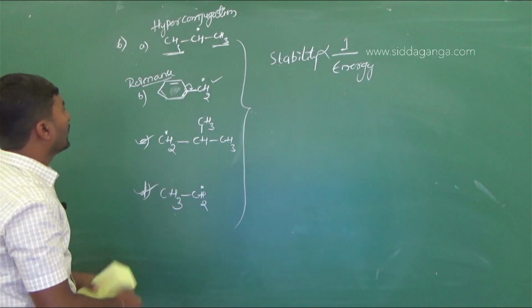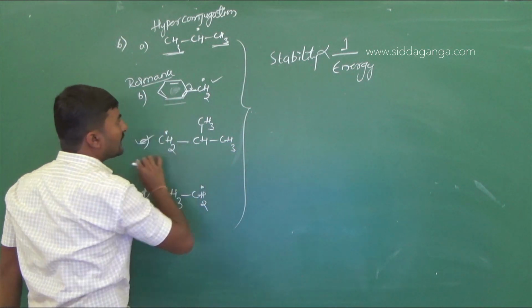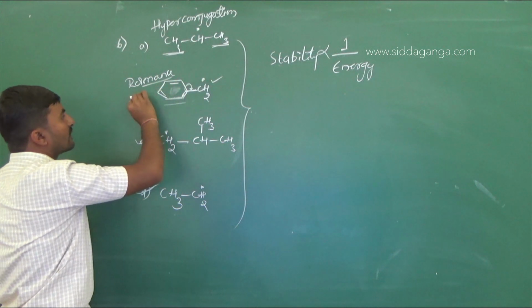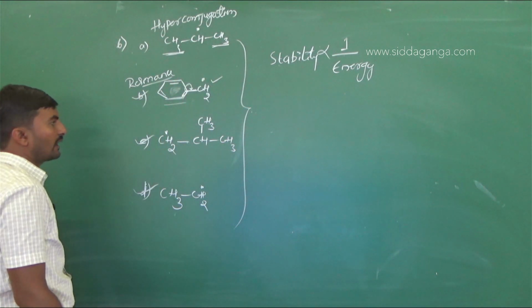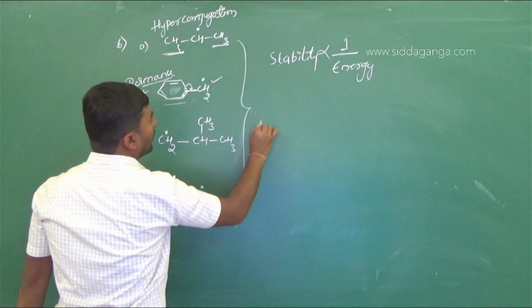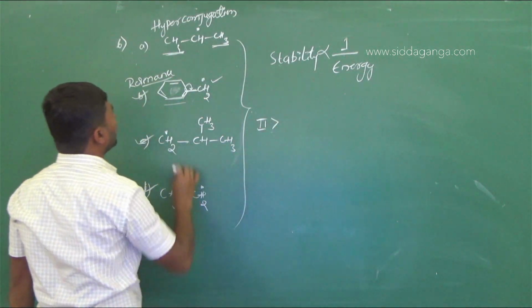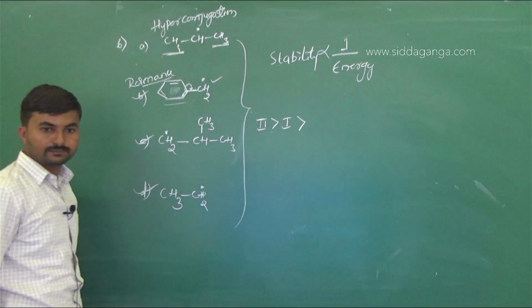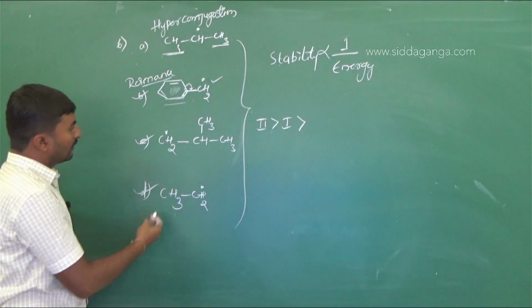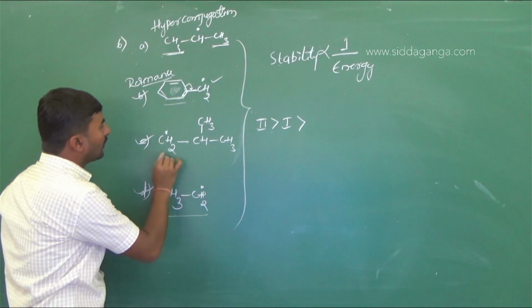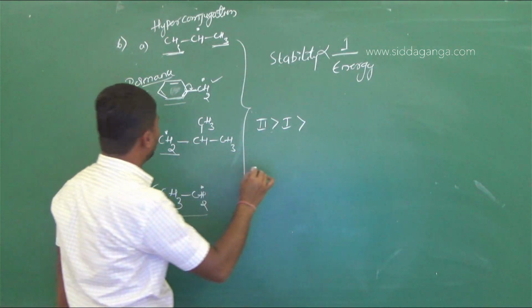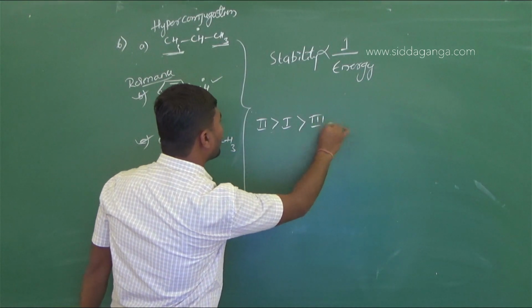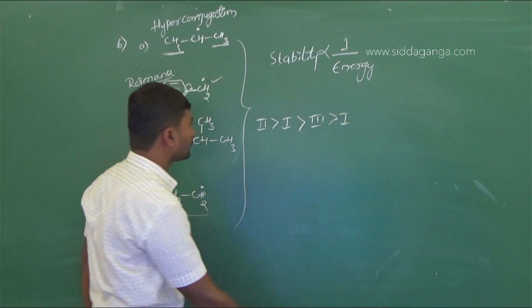That is why, when we compare the stability, the structure with resonance stability is more stable. The phenyl free radical, followed by 2 is more stable than 1, followed by 3, followed by 1, followed by.